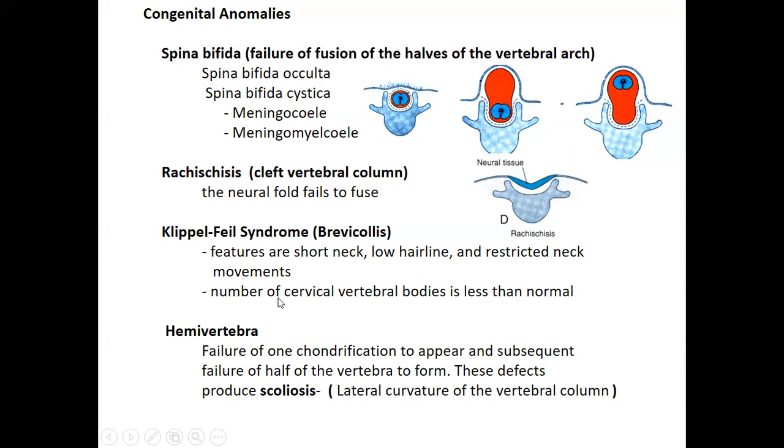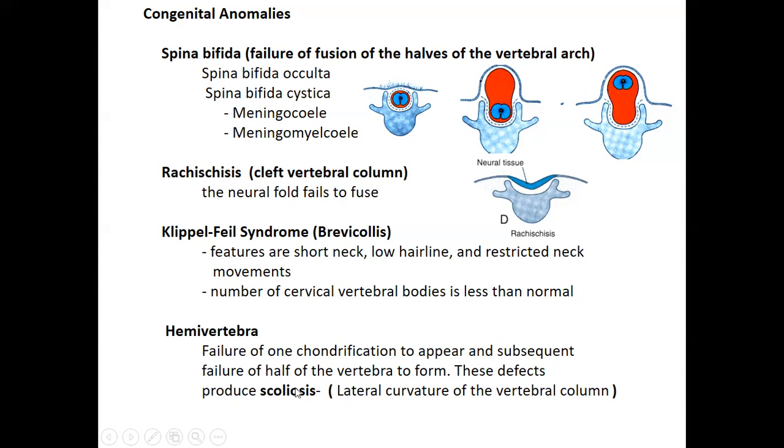This is due to the number of cervical vertebral bodies being less than normal. Okay, so these are the conditions. And then we have the hemivertebra, which is due to the failure of one ossification center to appear and the subsequent failure of half of the vertebra to form.